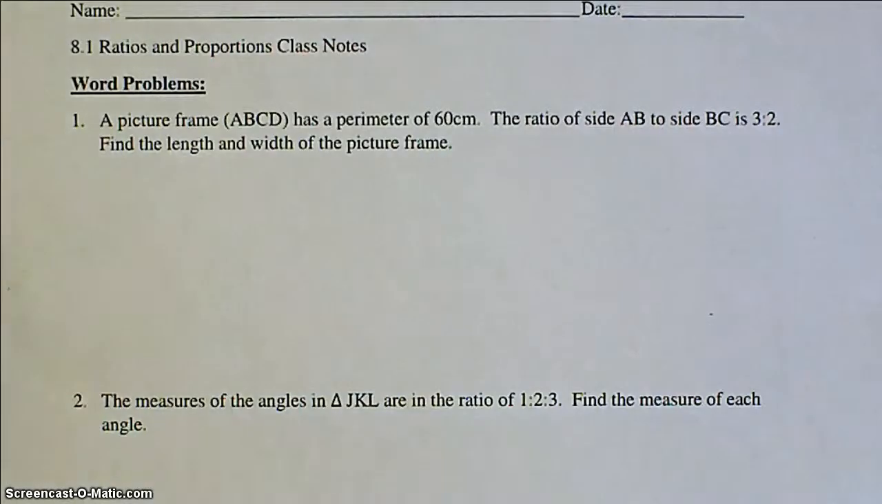Hey class, this video is still section 8.1, ratios and proportions, although now we're going to be using ratios to model and solve problems. Okay, so here's a word problem. A picture frame ABCD has a perimeter of 60 centimeters. The ratio of side AB to BC is 3:2. Find the length and width of the picture frame.